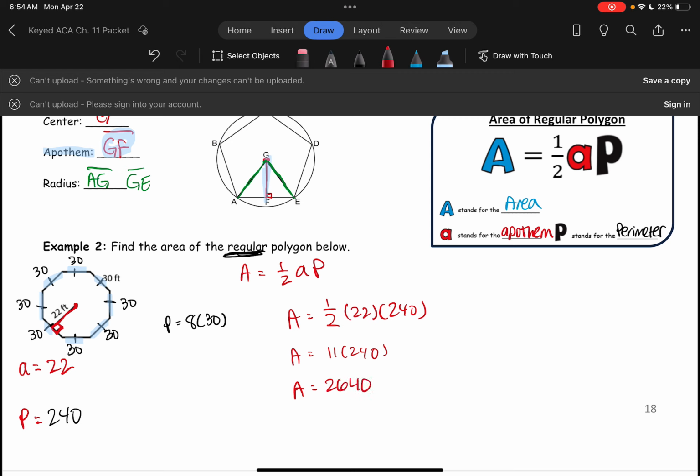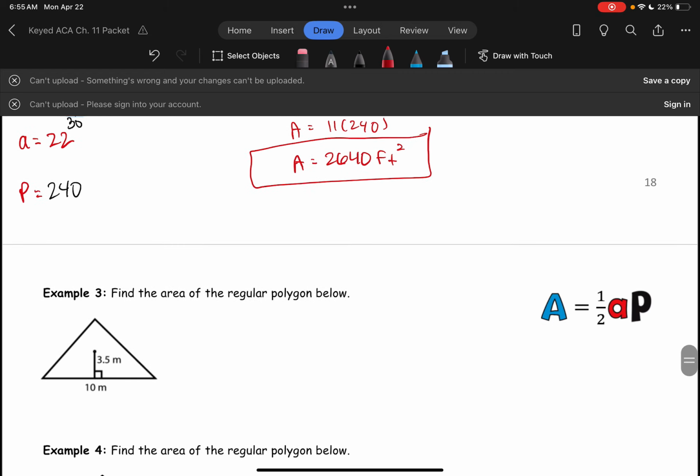2,640. And remember that when we're talking about area, it's going to be in units squared. Our picture here has our units in feet. So the area is 2,640 feet squared. And that's it. That's how we find the area of a regular polygon. Let's look at a few more examples here.